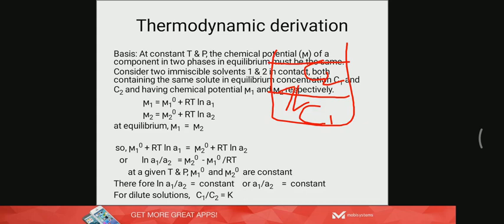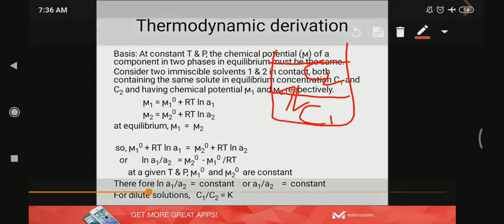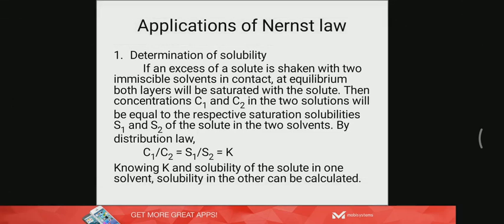We know that for dilute solutions, activity can be replaced by concentration. So we get C1 by C2 equal a constant, that is partition coefficient. That's the derivation of Nernst law. Now applications. There are many applications for Nernst law. We discuss a few of them. Number 1, determination of solubility.